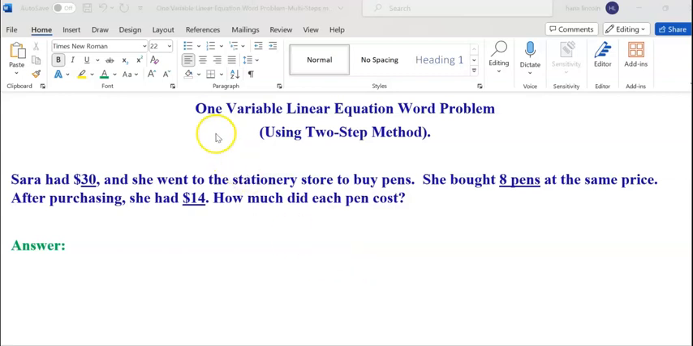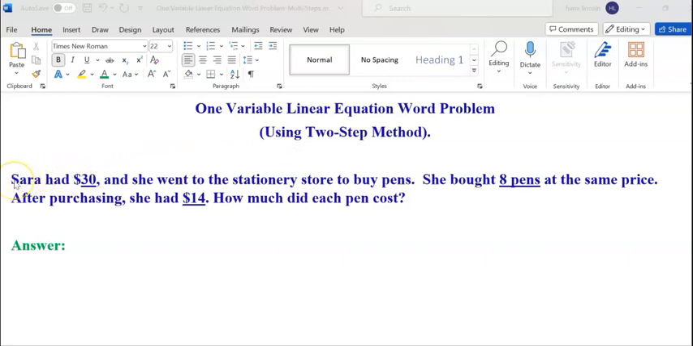Hi, here I'm going to talk about solving one variable linear equation word problems using the two-step method, right? Take note that it is not one step, but two steps because of the nature of the word problem, okay? All right, so let's read the problem first.